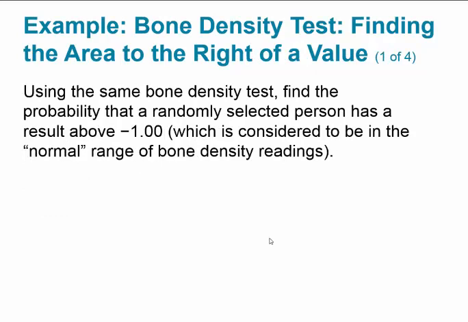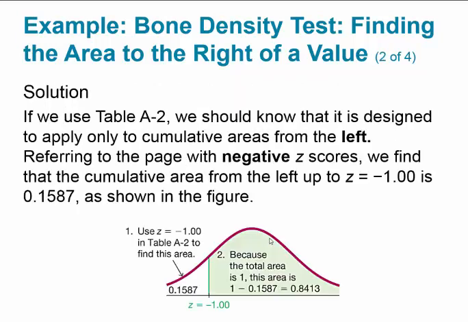Now, using the same bone density test, find the probability that a randomly selected person has a result above -1, which is considered to be in the normal range of bone density readings. So here again, using this figure, we can see that above -1 would be the following. Using the table we get 1.57. Now, since we want everything above -1, we have to subtract this from 1 to get 0.8413.